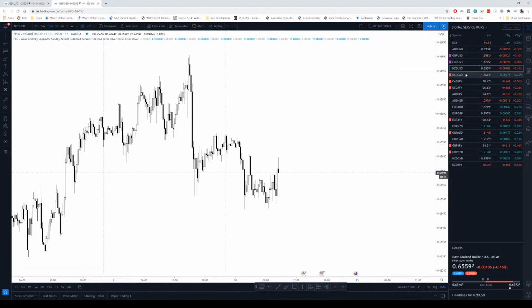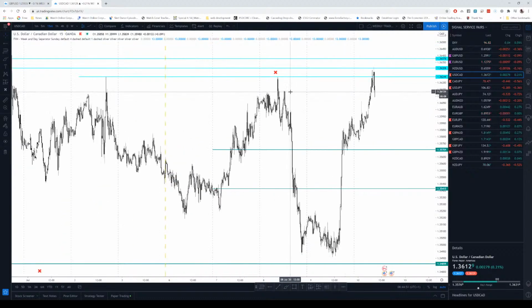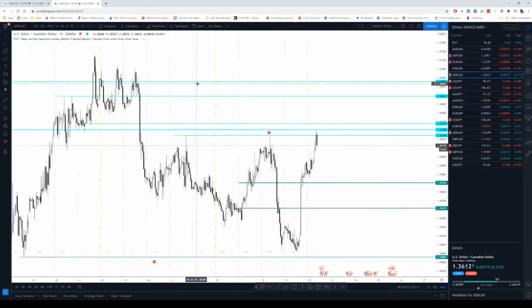I don't like the rest. This one I was expecting price to come here. They've just run this equal high and rejected, so this can also be a good one.